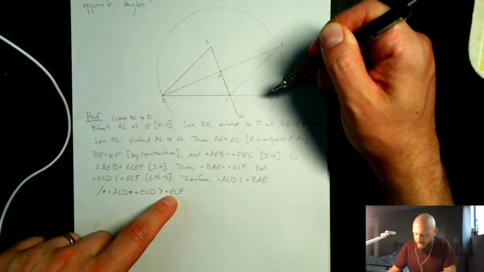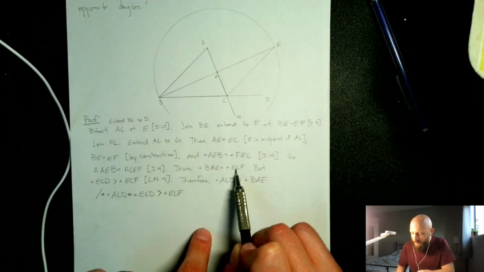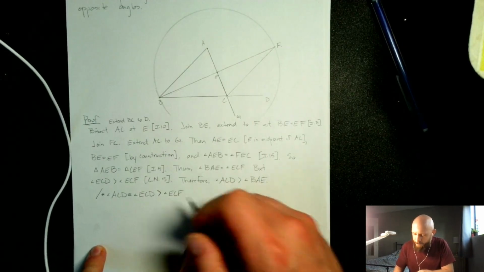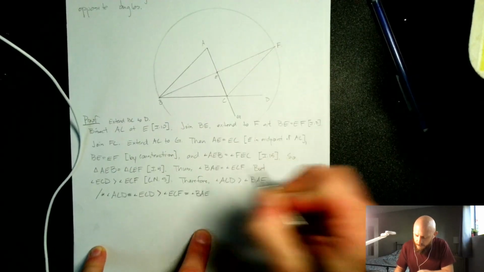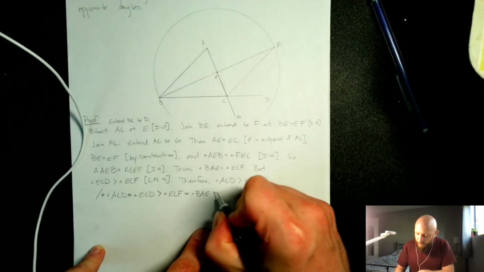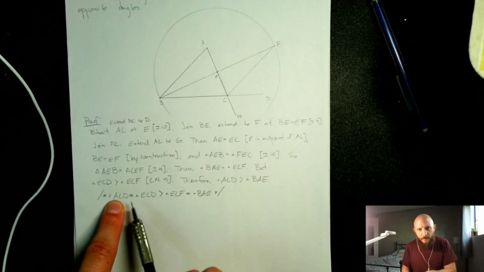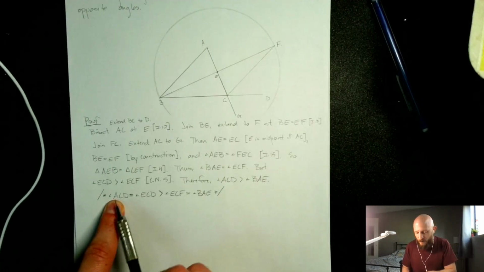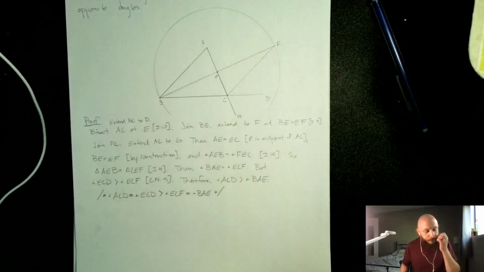Well, ECF is equal to, let's see, it wasn't that line. Right here, this was the line. Angle ECF is equal to angle BAE. And that is the proof right there, because we have this inequality in the middle and then equalities on either side. So angle ACD is greater than angle BAE.